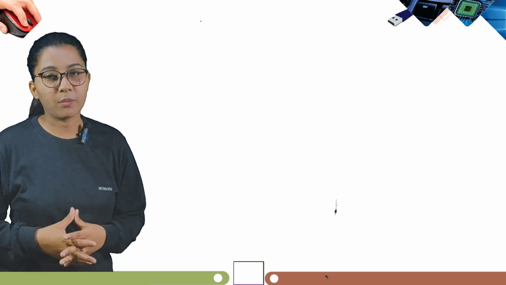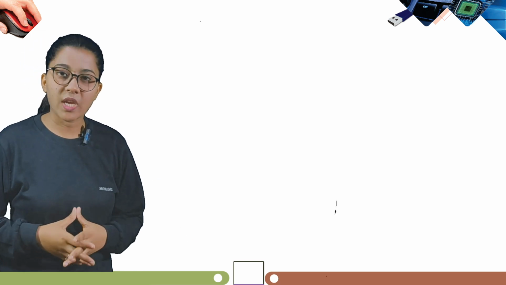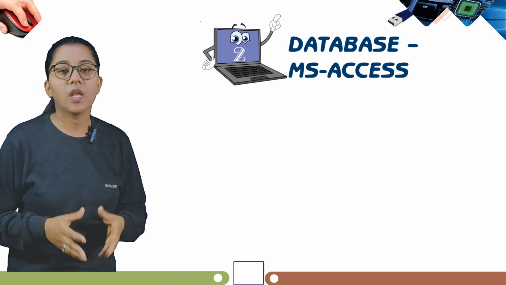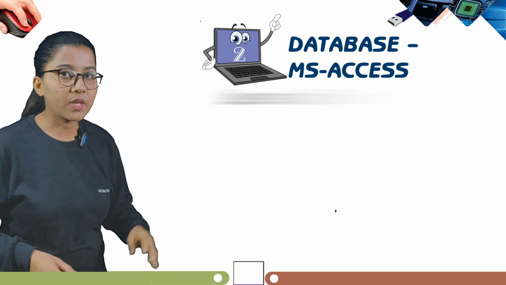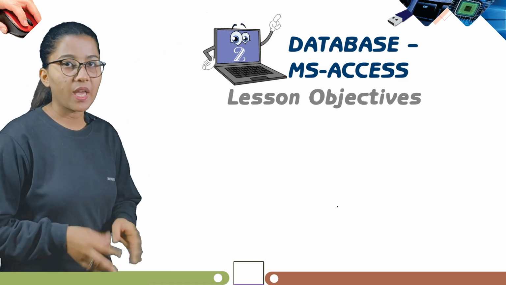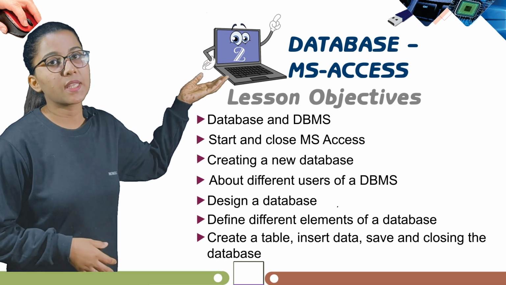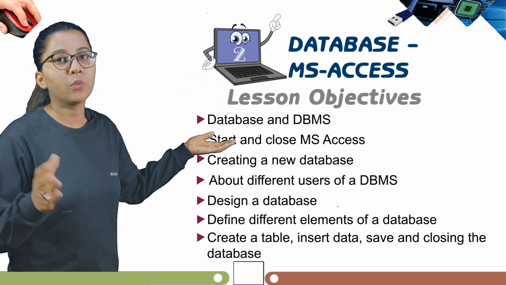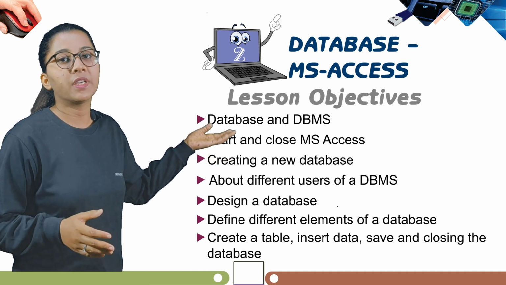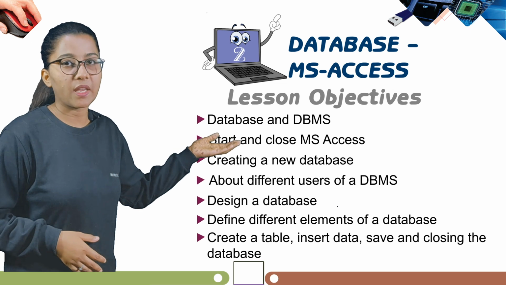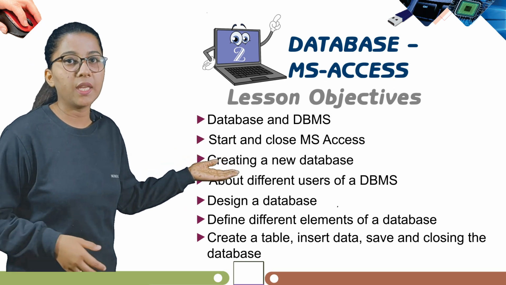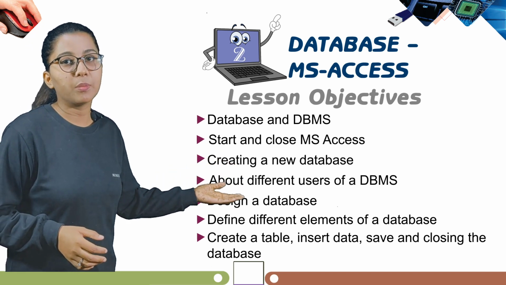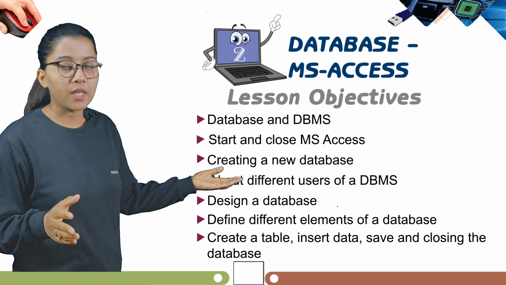I am your computer digital mentor and today we are going to start our new chapter, chapter number 2, Database MS Access. Students, before we start our chapter, let's have a look at some lesson objectives. First we have database and DBMS, then start and close MS Access, then creating a new database, then different users of DBMS, then design a database, then define different elements of a database, then create a table, insert data, save and close the database.